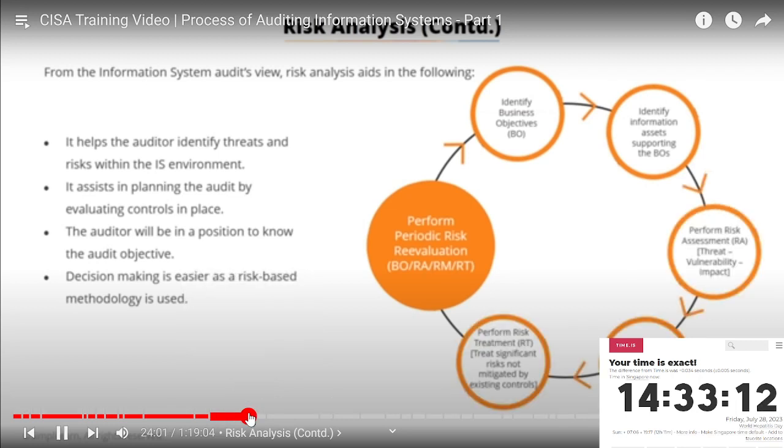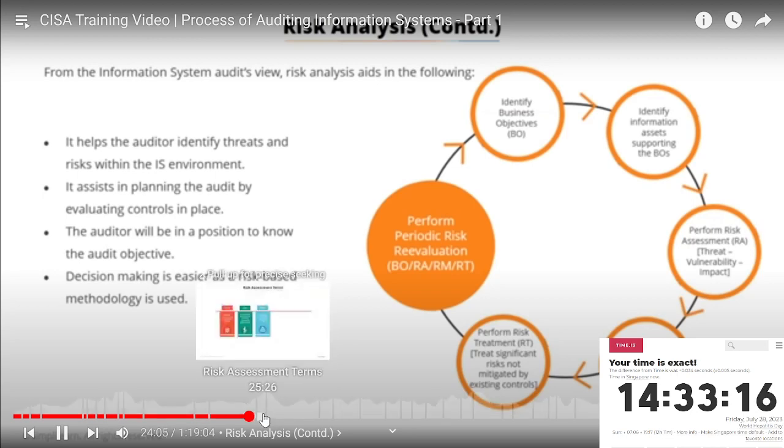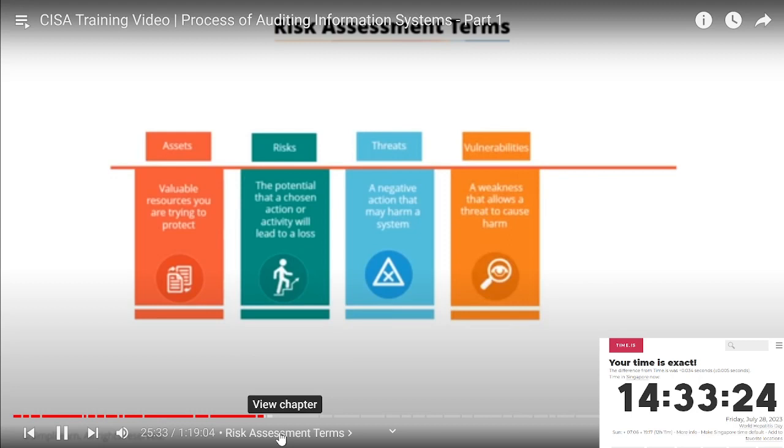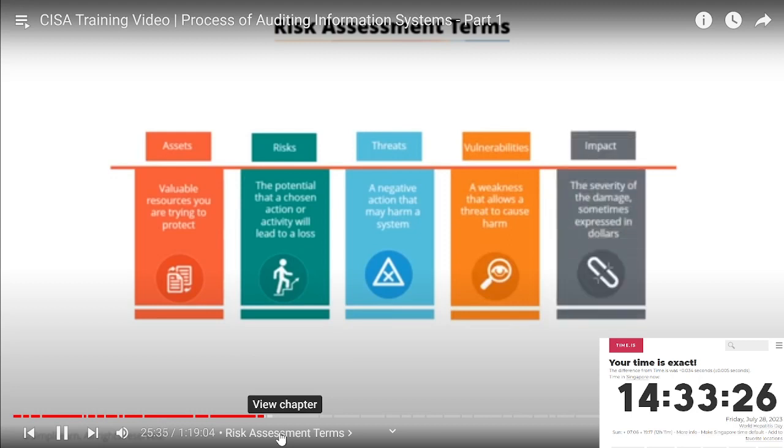We're concerned information assets definitely change. There are new operating systems. There are changes to threats, any negative action that could harm a system. Vulnerabilities, any weakness that allows a threat to cause harm. Impact, the severity of damage. Whenever possible, we like to express this in dollars.